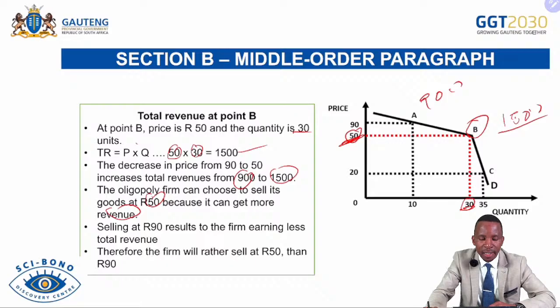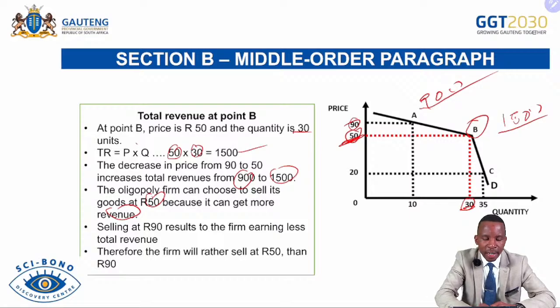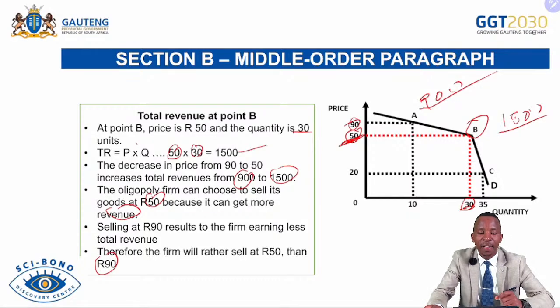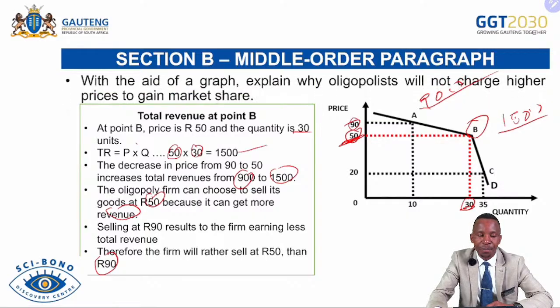Selling at 90 Rand results in the firm earning less revenue. We have seen that if the firm is selling at 90 Rand, it only earns 900 Rand. Therefore, the firm will rather sell at 50 Rand than 90 Rand. The firm will always choose to sell at 50 Rand because it gives the firm more total revenue compared to when it sells at 90 Rand.